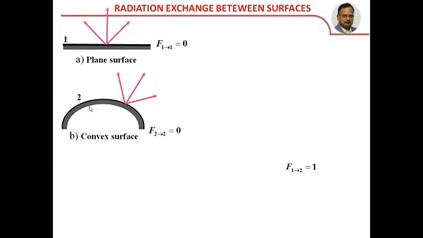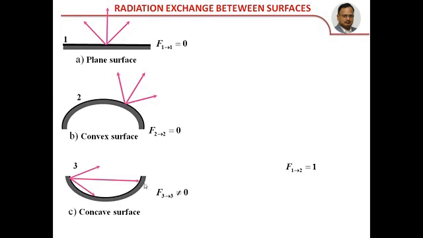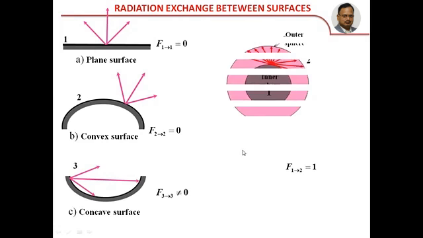Consider a convex surface like this. The amount of energy emitted by this goes in all directions and none of this energy will come and fall back on this. So F22 is equal to 0. Now consider a concave surface like this. Some of the energy emitted by this concave surface can come and fall on itself. Therefore, F33, some part will be there falling again on it, hence it is not equal to 0.